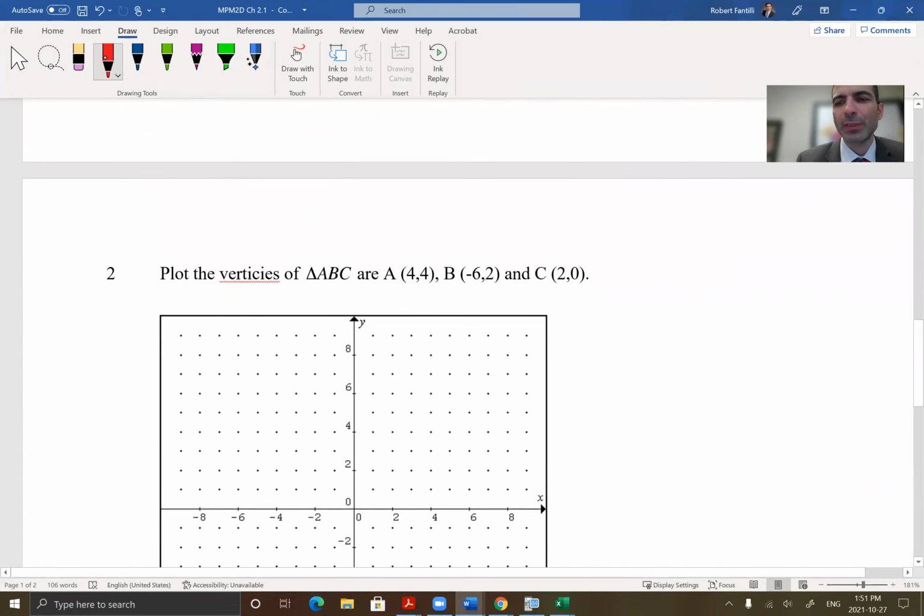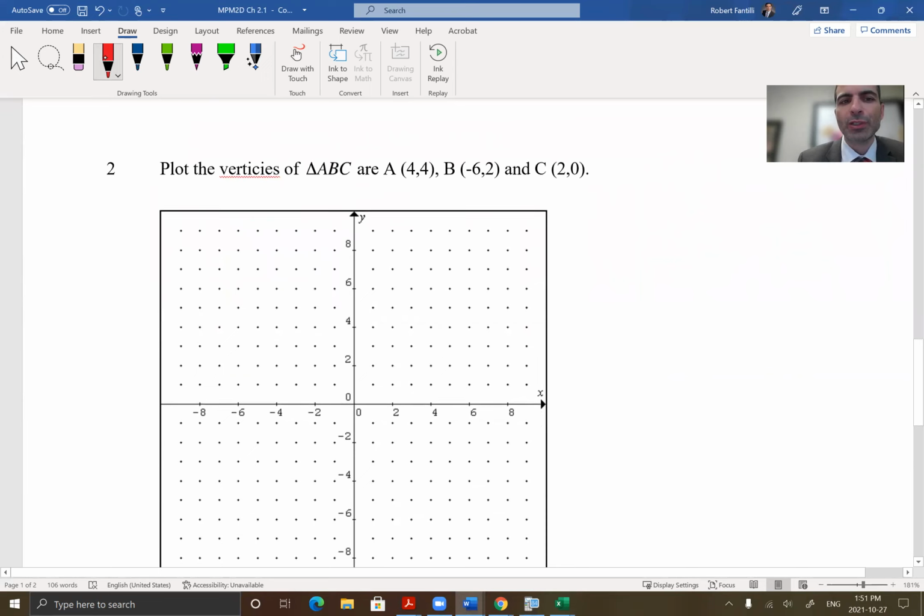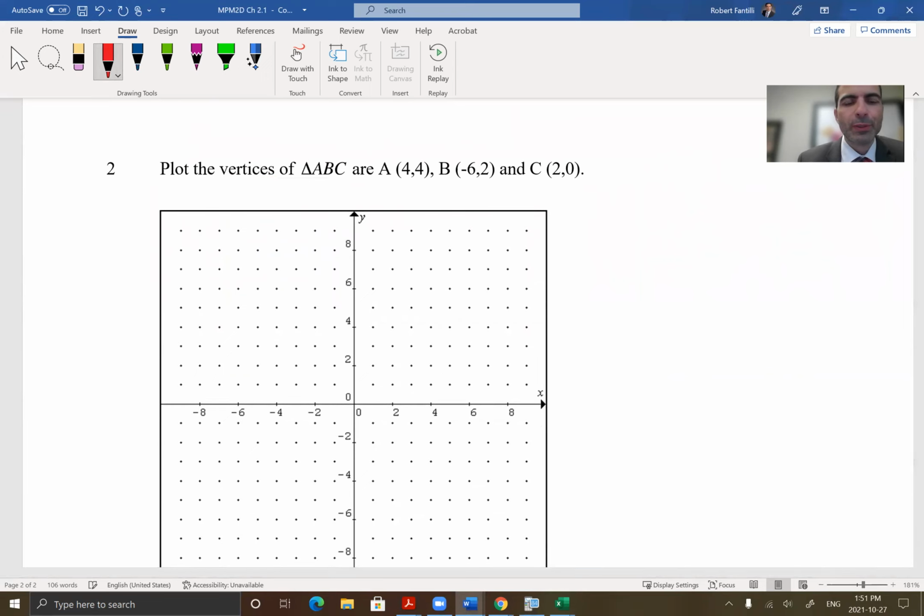This next part is going to be a little bit more challenging, actually significantly more challenging. Now I've clearly spelled the word vertices wrong there. Sorry about that. So there we go. Plot the vertices of a triangle ABC. I think what I meant to say was the vertices of ABC are A, B, and C, and then you plot them. So I messed up the language there.